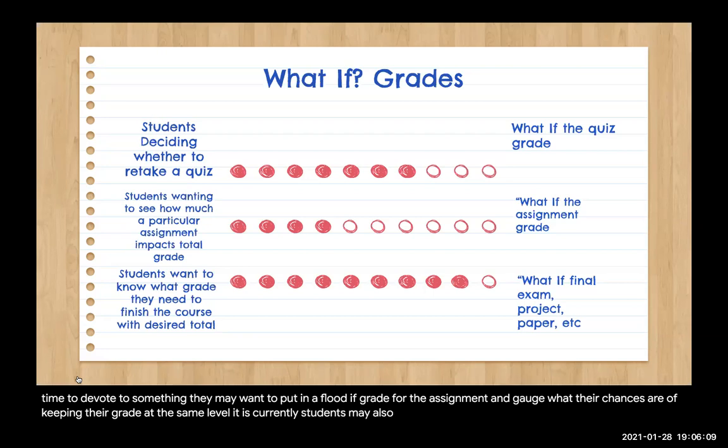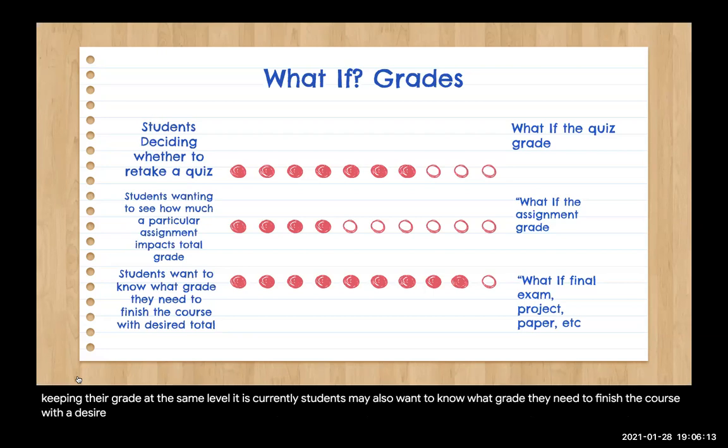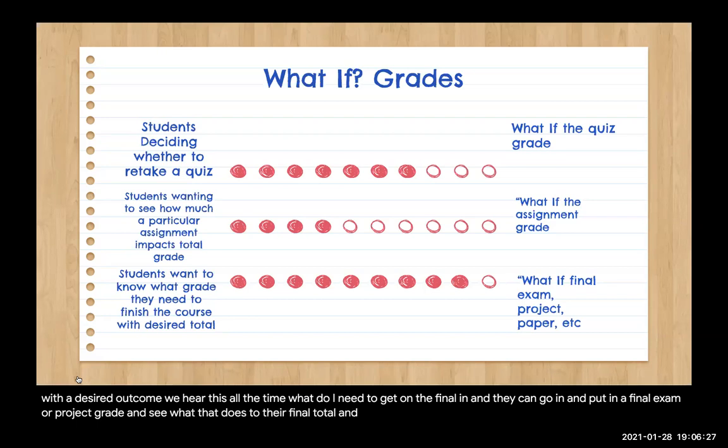Students may also want to know what grade they need to finish the course with a desired outcome. We hear this all the time: What do I need to get on the final in order to make a C in this class? And they can go in and put in a final exam or project grade and see what that does to their final total.